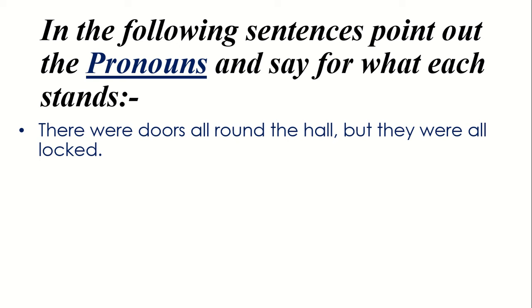So here is a sentence: there were doors all around the hall, but they were all locked. At the very first, you have to highlight or underline the noun that has been used in the sentence. The noun used here is doors. So mark it as a noun. And what is the pronoun that has been used to replace this noun? This pronoun is they, which has been used to replace the noun doors.